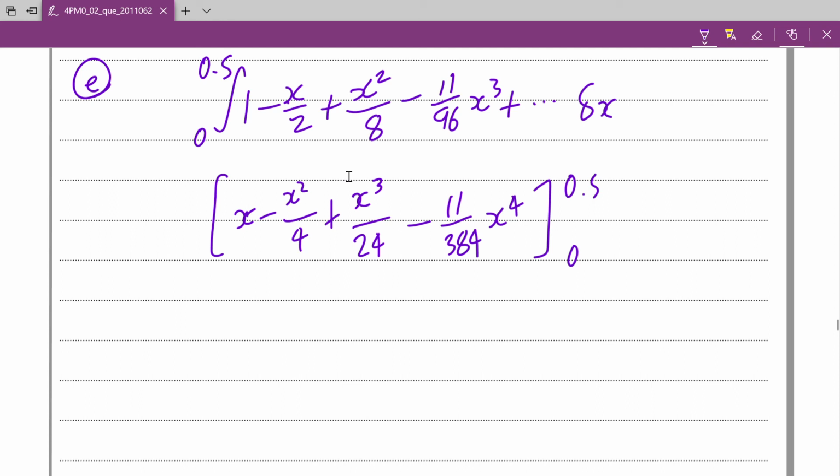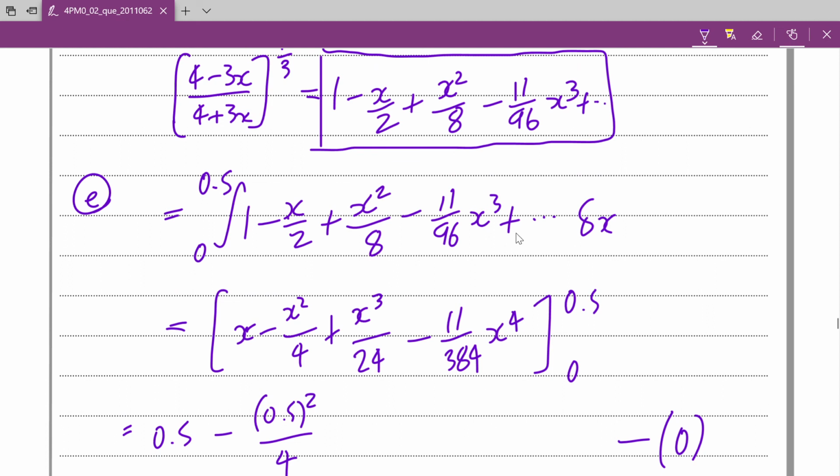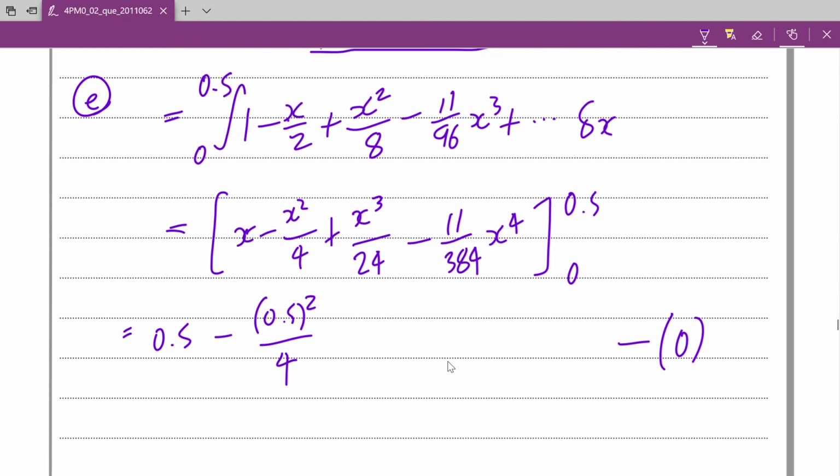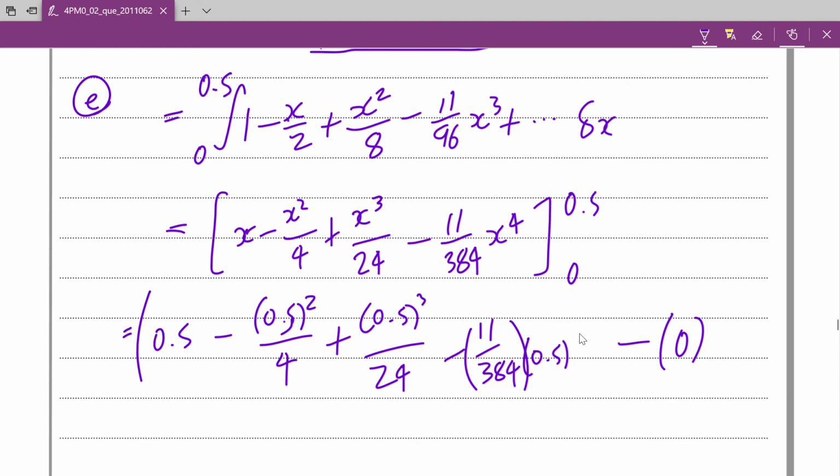Anyway, because this is a 0 and all these terms here are multiplied by x, if x is 0, all these terms are going to go to 0. So you can just put a minus 0 on the end here, which is what happens when you evaluate your lower bound. And for the 0.5 here, it's going to be 0.5 minus 0.5 squared over 4. And you might be wondering, why are we doing this to 0.5 and not 1 over 2? Well, the thing is, these bounds are not perfectly precise. It's not going to be the case that you get a perfectly precise answer, and so we cannot generally do our working in fractions for this kind of thing. So you have 0.5 minus 0.5 squared over 4 plus 0.5 cubed over 24 minus 11 over 384 times 0.5 to the power of 4 minus 0.